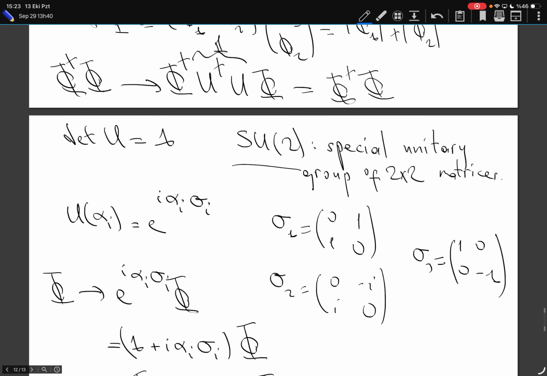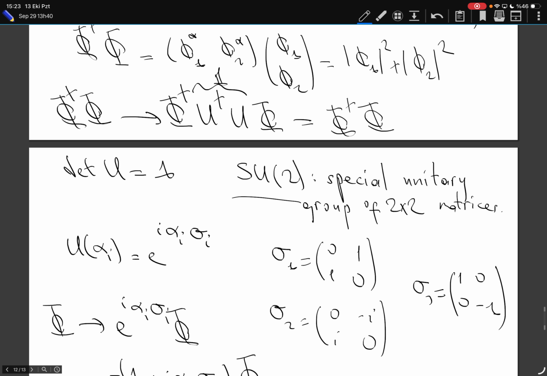For example, weak interactions are described by a theory that has this SU2 symmetry, which will be broken, which we won't discuss now. May I ask a question?